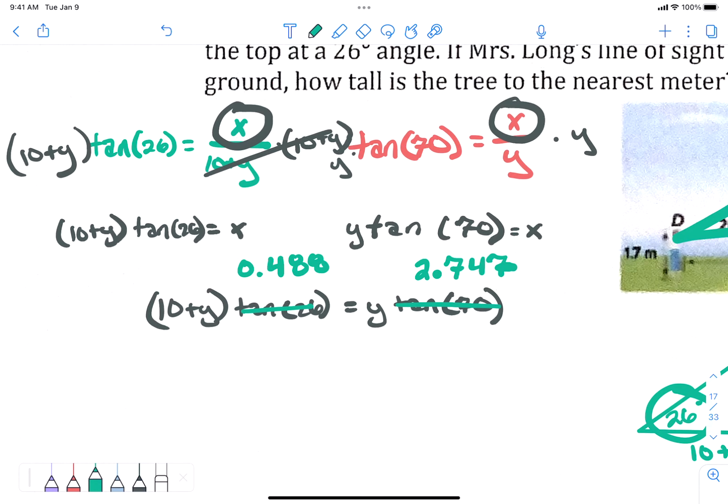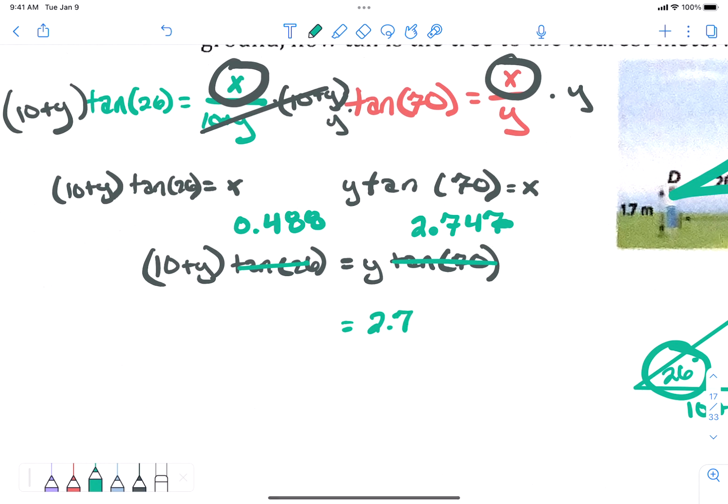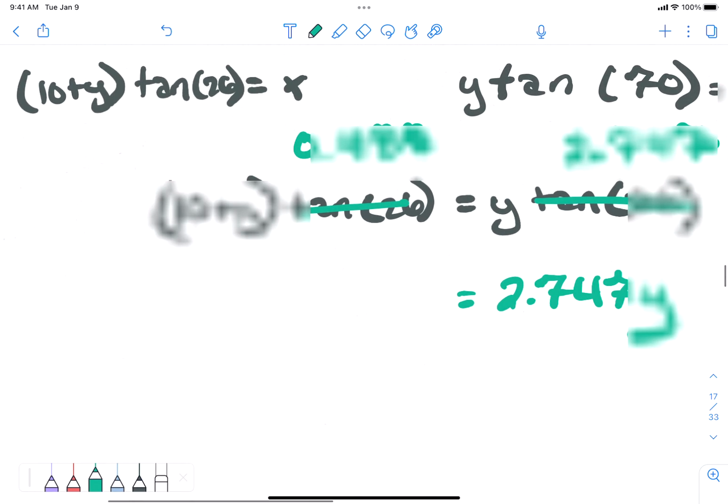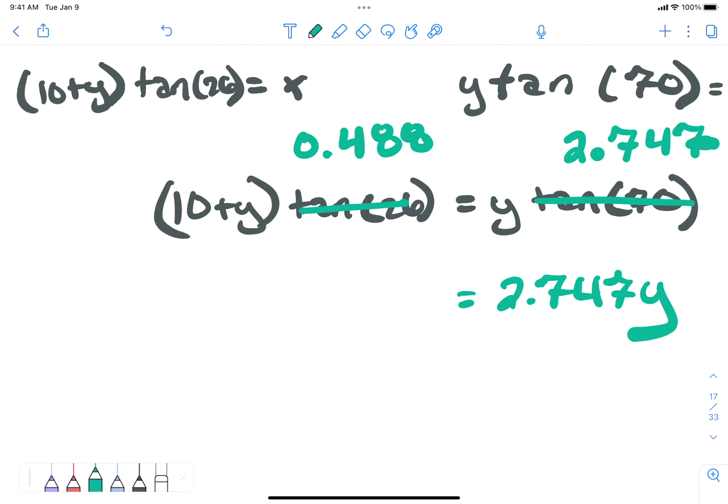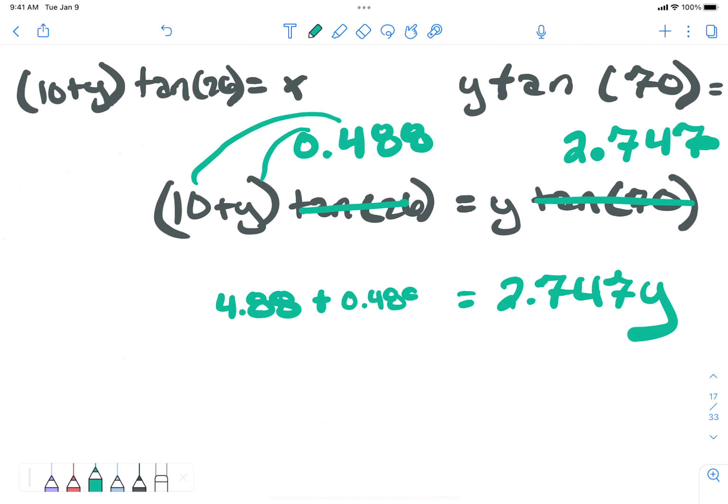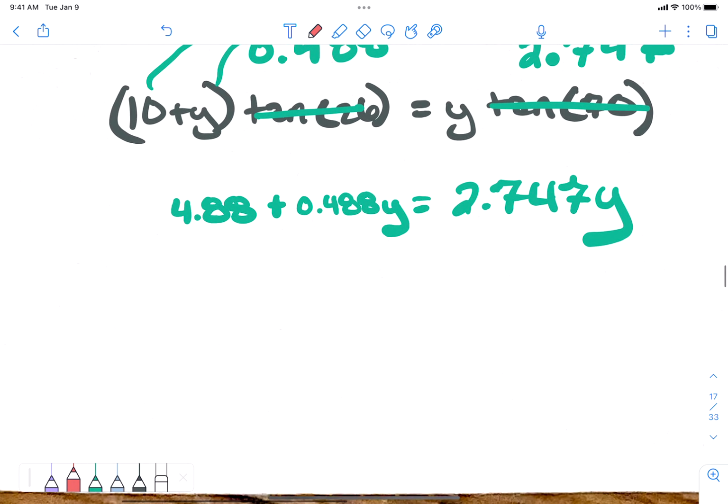Okay, so on the right side, we have 2.747 y. I'm going to put the y at the back. Okay, and now what do I do with the left side? Oh, just distribute, right? If I take that times 10, I just move the decimal, right? Yeah. So 4.88 plus 0.488 y. Okay. How many pieces do we have right now? 3. 1, 2, 3.